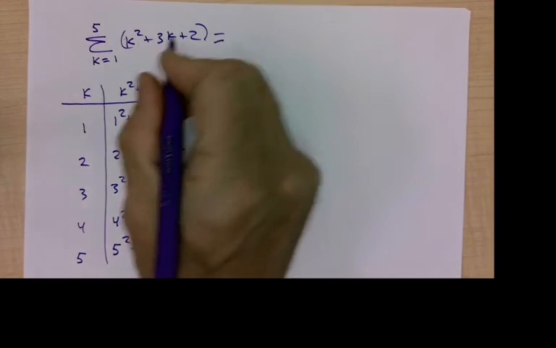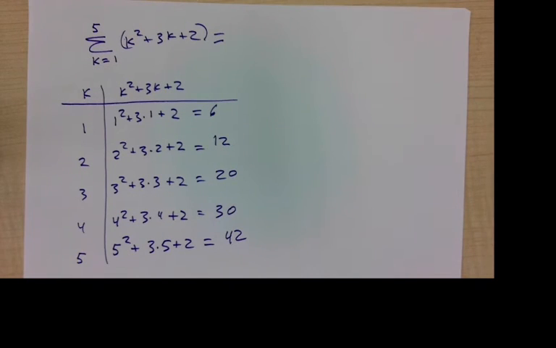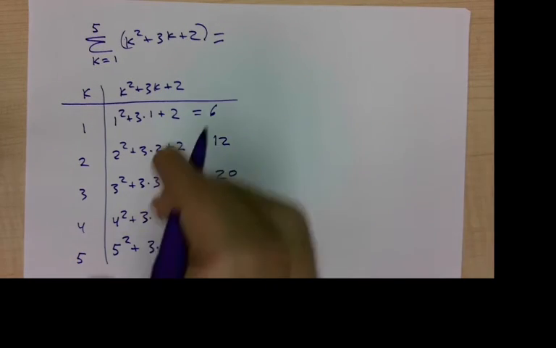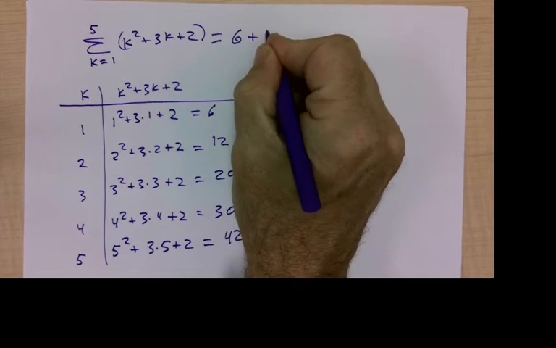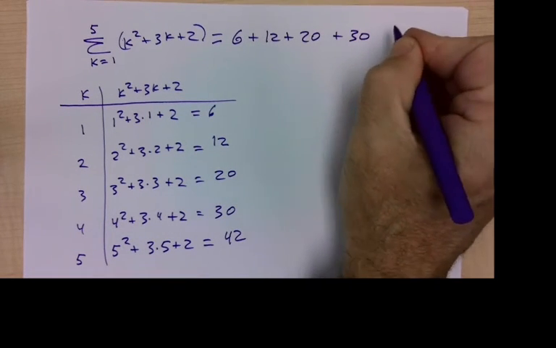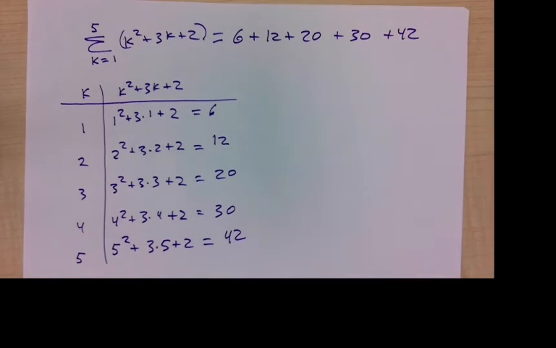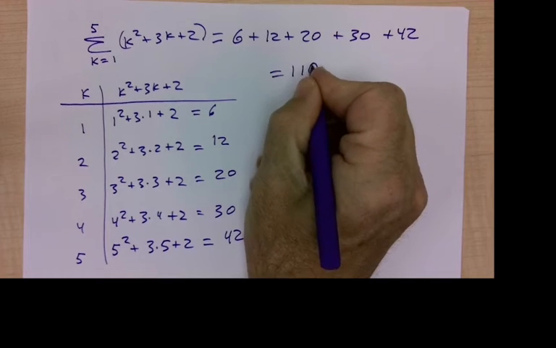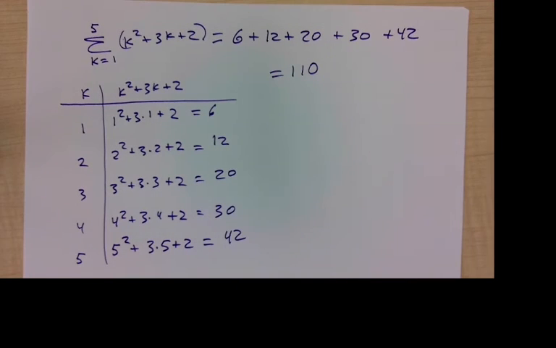So now I've got to add those. That summation notation means add all of them together. So we'll take 6 plus 12 plus 20 plus 30 plus 42 and grab the calculator and see what that gives us. 6 plus 12 plus 20 plus 30 plus 42, and we get a sum of exactly 110.